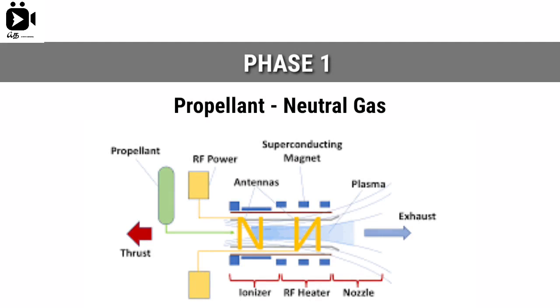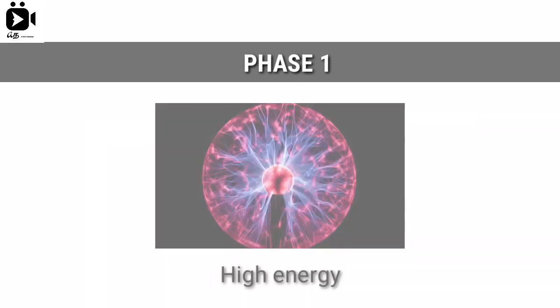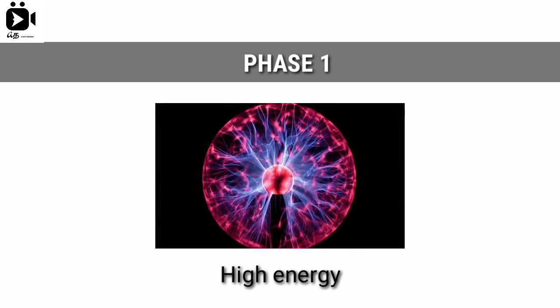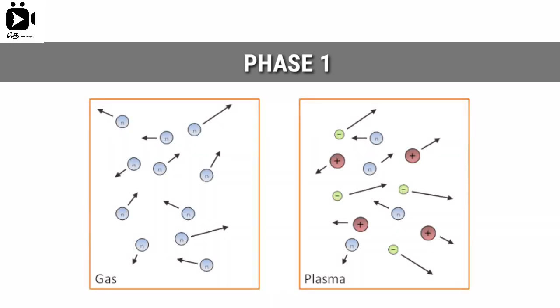Here we are going to see about its design and operation. Phase 1. Here we are taking neutral gas as propellant. The neutral gas such as argon or xenon is injected into a hollow cylinder surface with electromagnets. Listen to me carefully, the plasma's energy is very high, so the electrons are no longer tied up with their atoms, it becomes ions. So electrons and ions are charged particles in plasma. So the plasma itself having positive and negative charges is interacting with magnetic fields.